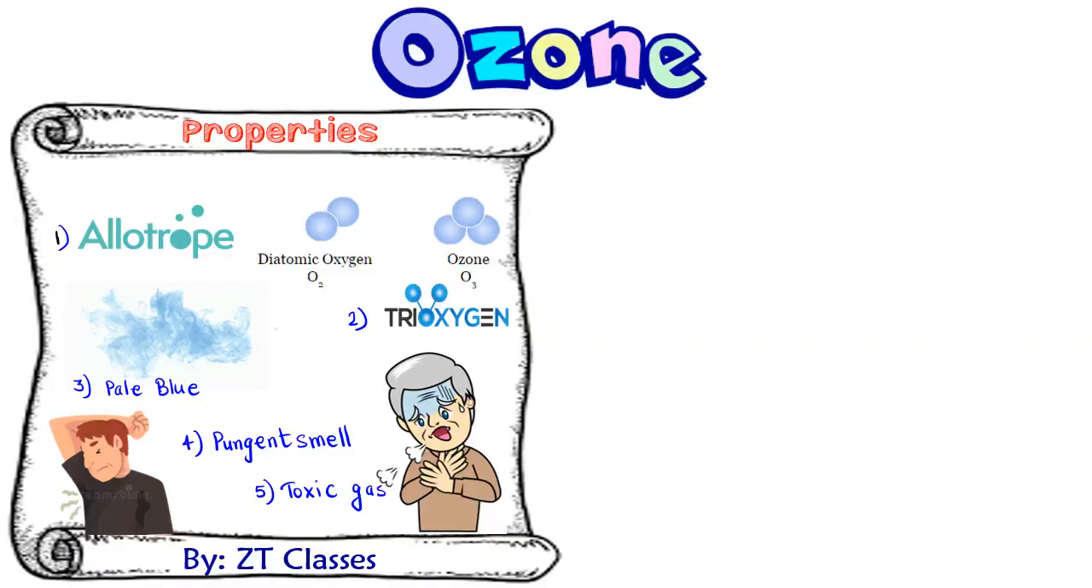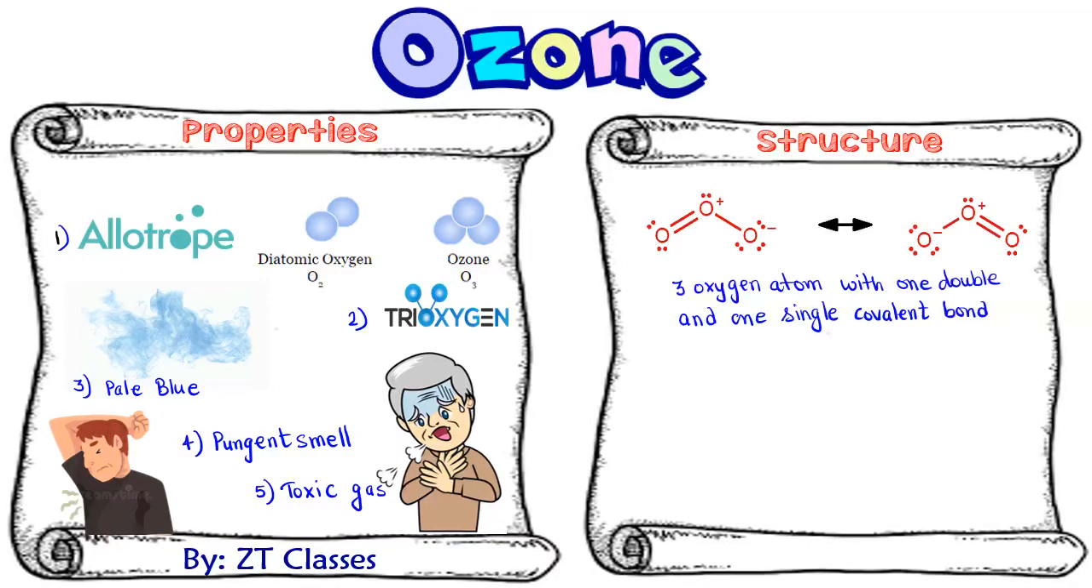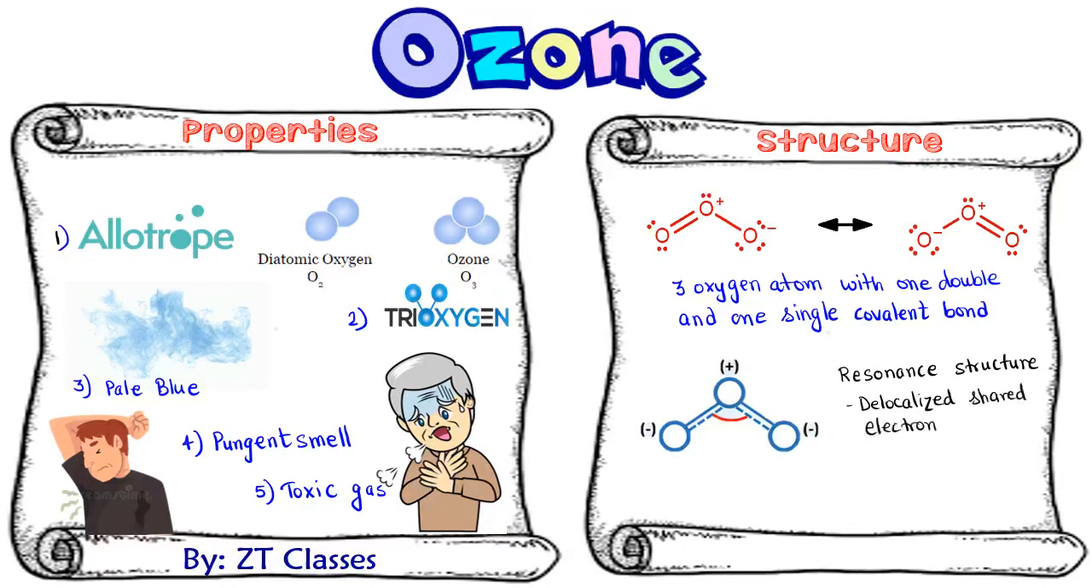Let's discuss the structure of O3. In this, three oxygen atoms are bonded together by one double covalent bond and one single covalent bond. Actually these bondings are resonance structures, that is, the electron shared in the double covalent bond is delocalized, or we can say that the bonding is equivalent to 1.5 covalent bonds between the oxygen atoms.